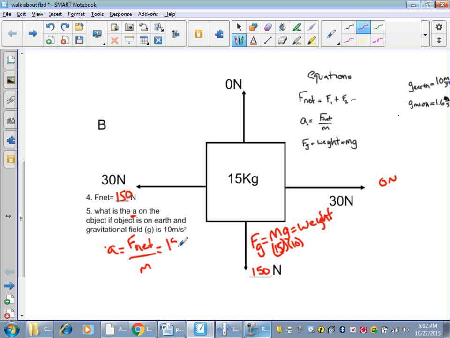150. It's only 150 because there's no force up here. If this was like 10, I'd have to subtract it. Okay, so I'll do a problem like that in a minute. Divided by the mass, 15. This comes out to 10 meters per second squared. Everything on Earth is going to accelerate 10 meters per second squared if there's no force pointing this way, okay?